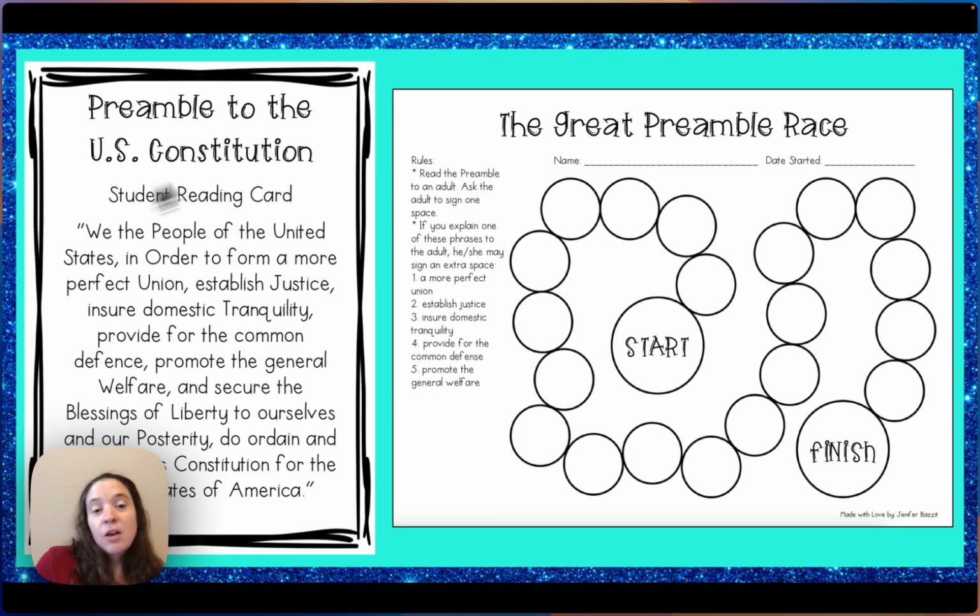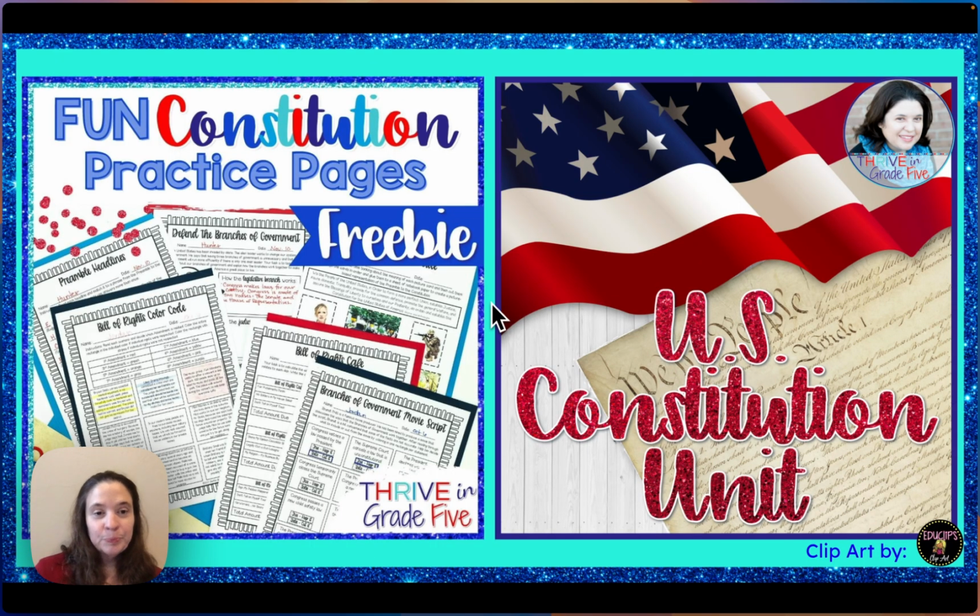So the rules on the game board: they start here. They have to read the preamble to an adult, and then the adult would sign one space. And then if they explain one of the phrases, then the adult can sign an extra space. So if they explain what a more perfect union means, they get an extra space signed. If they explain what established justice means, ensure domestic tranquility, provide for the common defense, promote the general welfare, then they get extra spaces signed.